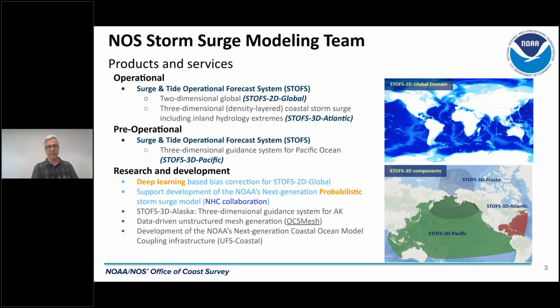We are also engaging in a variety of different research and development projects. And today, in particular, Atiye is going to talk about deep learning based bias correction right after me, and then following that, Fariborz is going to talk about support of the development of next generation probabilistic surge model. This is a close collaboration with National Hurricane Center. Also, we are developing in general on-demand cloud-based storm surge modeling, and Fariborz is going to report to you on that. Next slide, please.